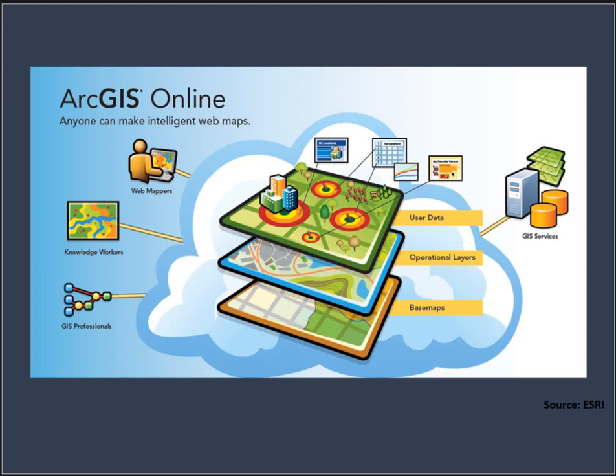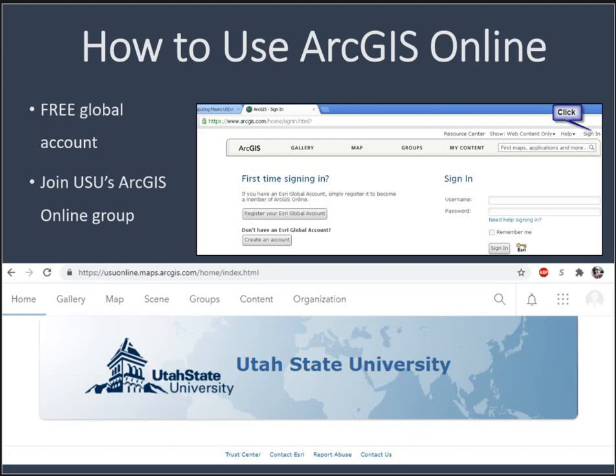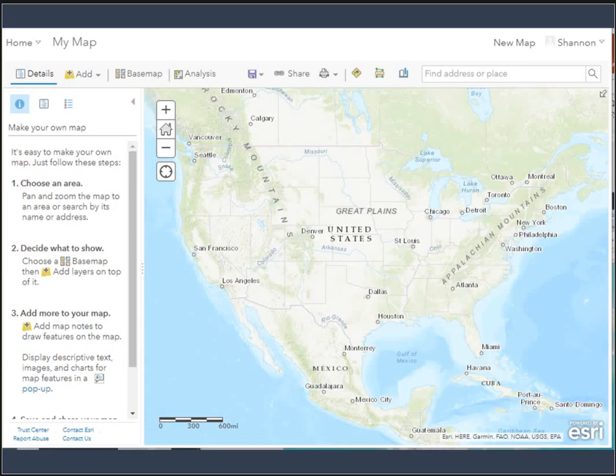ArcGIS Online is growing by leaps and bounds, exponential growth. You can use it by either setting up a free global account, but I would recommend joining USU's ArcGIS Online group if you are a USU student. Contact me if you have any questions about how to do that. But then you can access all of the maps and the data and the galleries and content created by other people at Utah State. You can also upload your own content to build story maps and things like that.